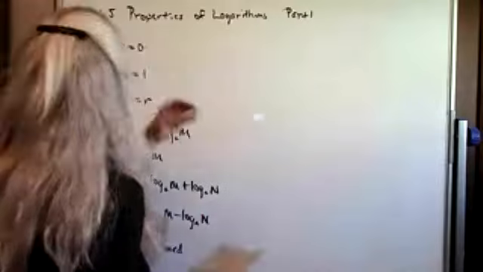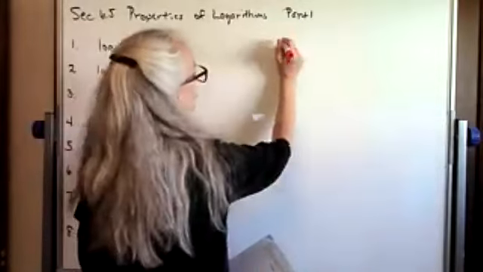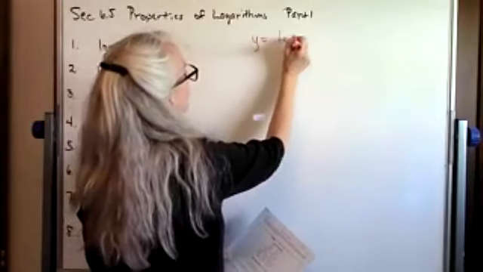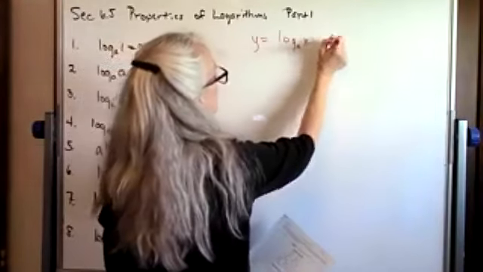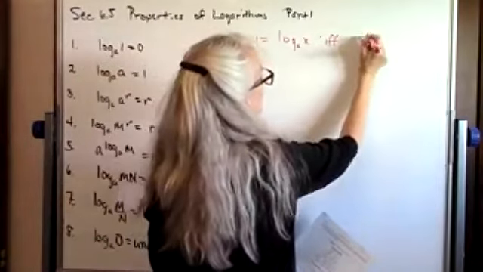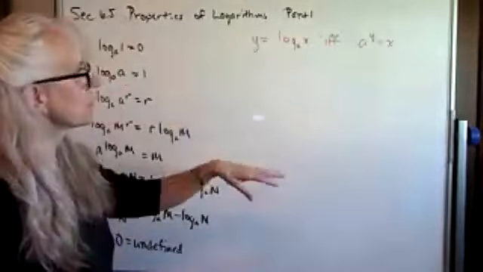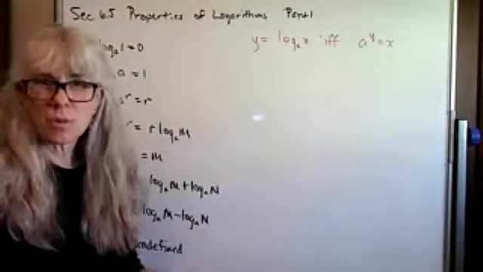So just a reminder of the basic definition of a logarithm, right, is that y is equal to log base a of x if and only if a raised to the y power is equal to x. So we're going to use that definition in order to explain those first couple of log properties.